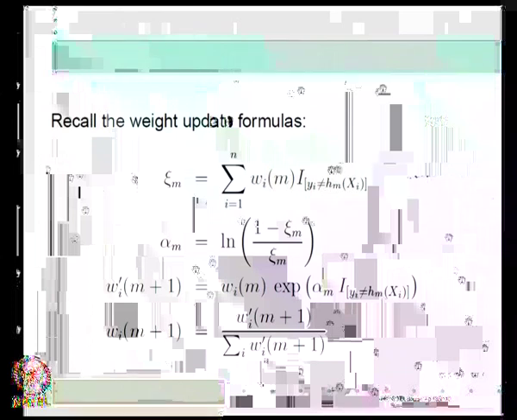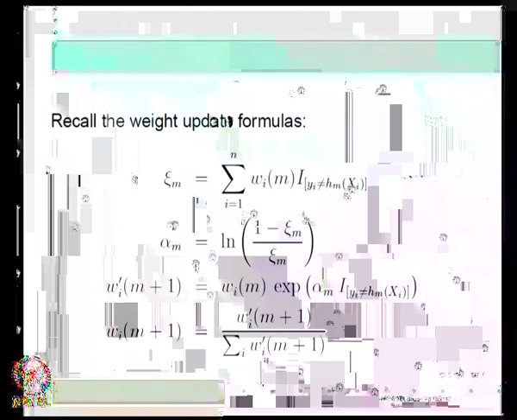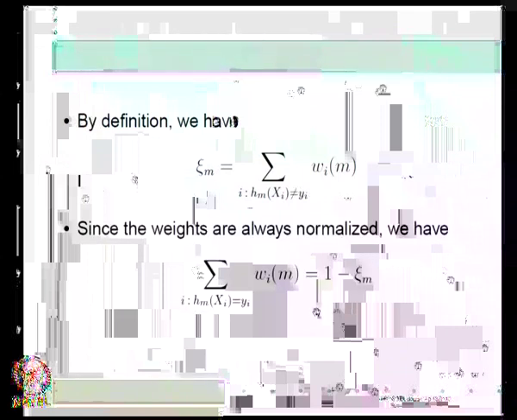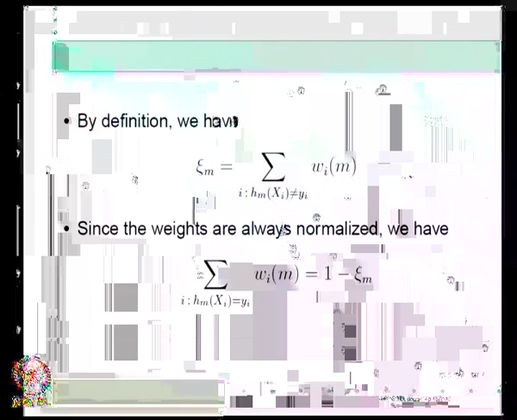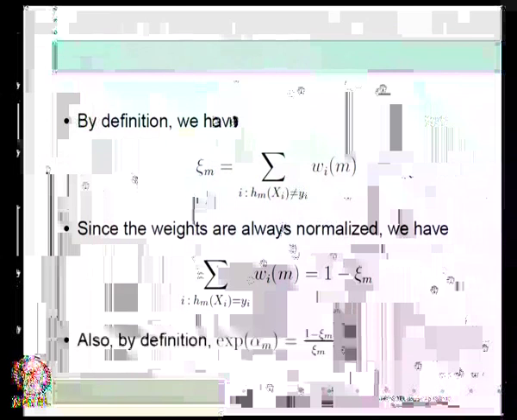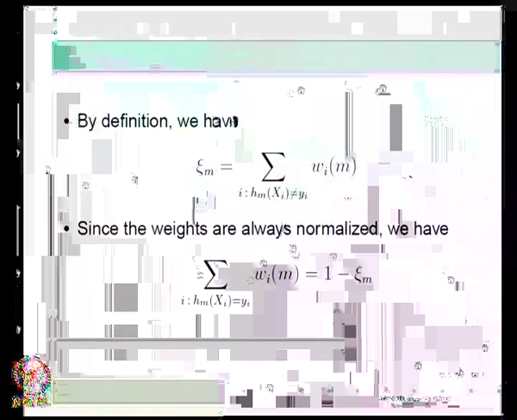So, by definition, Xi m is this. I can convert this onto index i here. You sum over only those i for which y is not equal to HM xi. So, I can write Xi m as the sum over i, such that HM xi not equal to y, of wi m. Now, since the sum over all i of wi m is always 1, if instead of summing over i such that HM xi not equal to y, I sum over HM xi equal to y, I get 1 minus Xi m. Also, alpha m is ln of (1 minus Xi m) by Xi m. So, exponential alpha m is (1 minus Xi m) by Xi m.